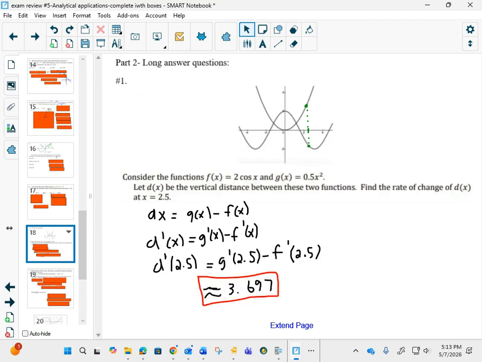You have to write all of that on the exam. This one you would have to show that the derivative is equal to. If this one was worth 3 marks, they would give you 1 mark for recognizing what vertical distance means, that you're subtracting the two functions. Then they would give you another mark for knowing that you have to find the derivative, and a final mark for getting the answer.